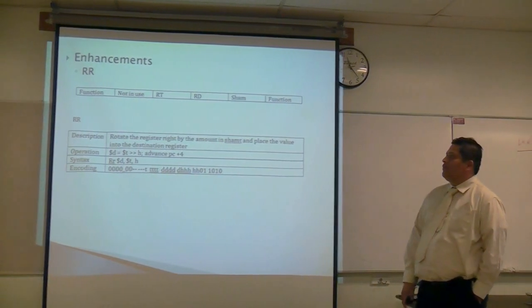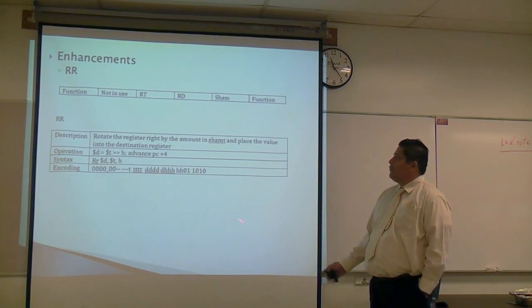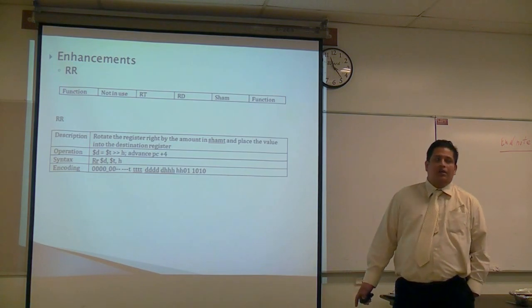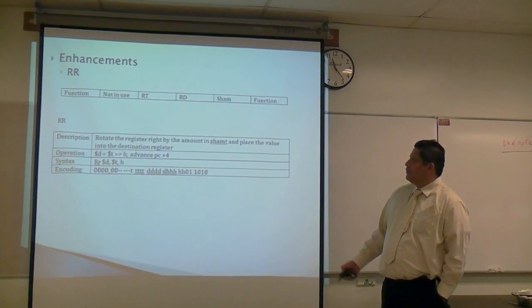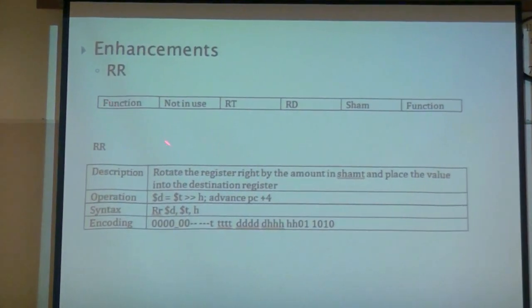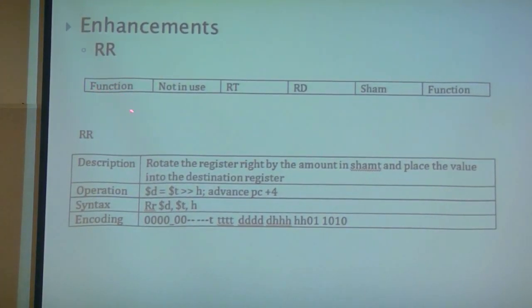Enhancements. In this project we have rotate right, which actually has a new RTL. To keep it simple, it's also 32 bits long, 0 to 31. But in this case, we use a function same as R-type, because we use opcode 0. And we look at this function here to decide what kind of shifting it is, because we have to shift at this moment.